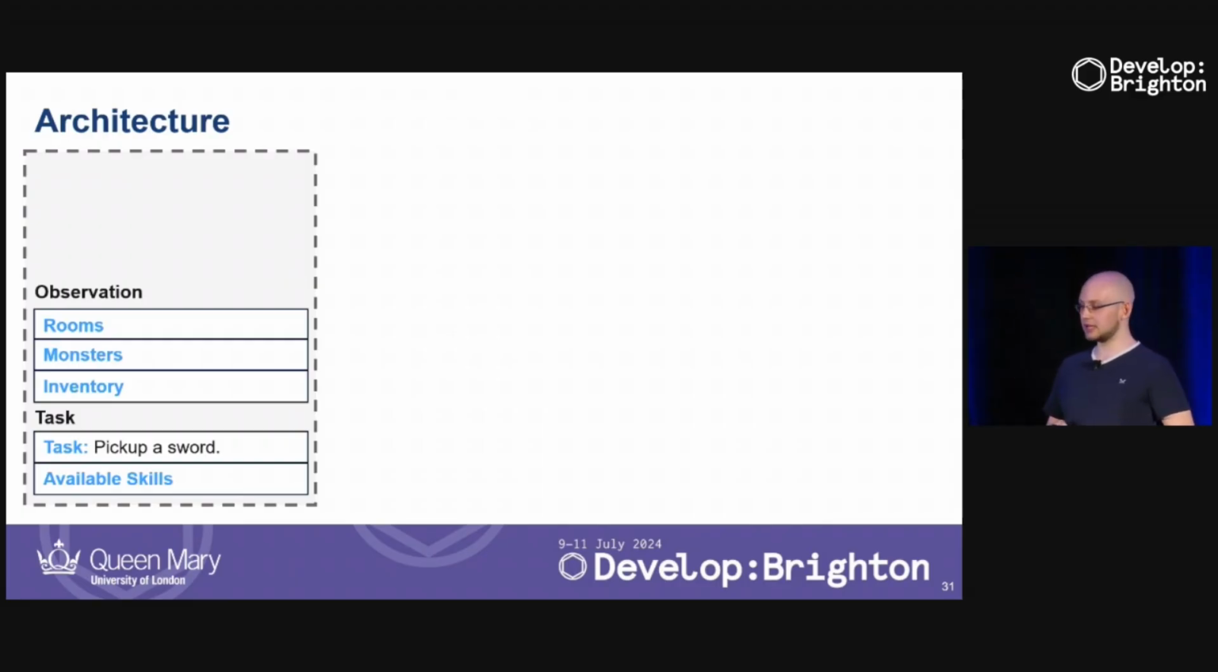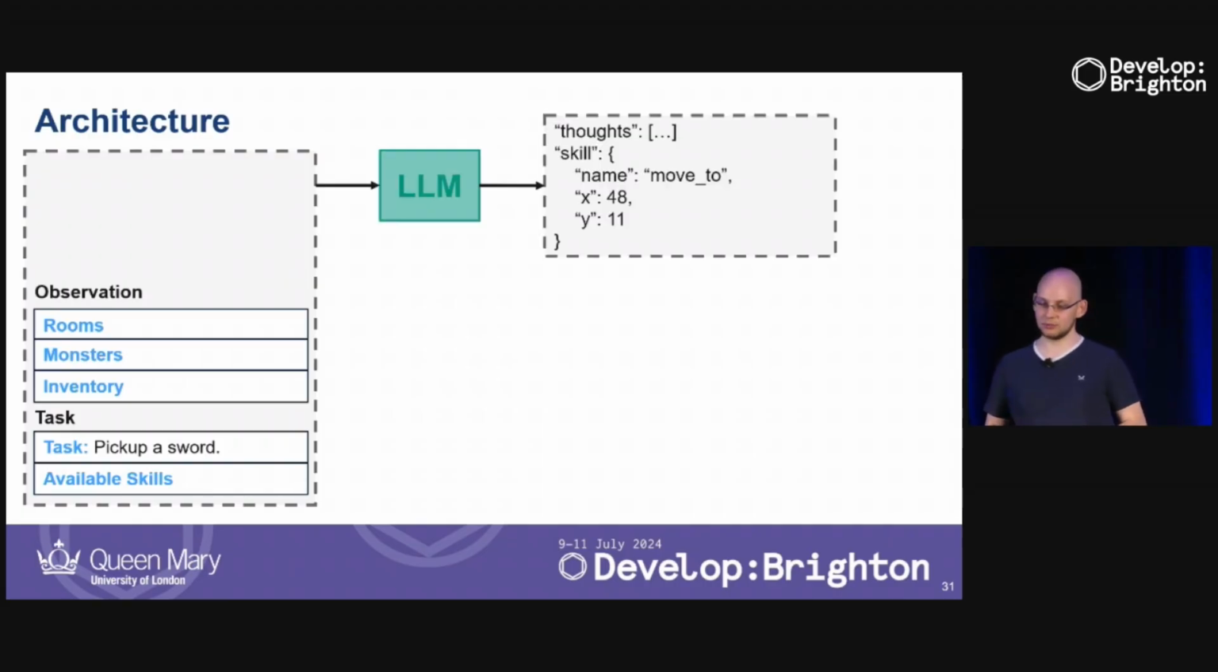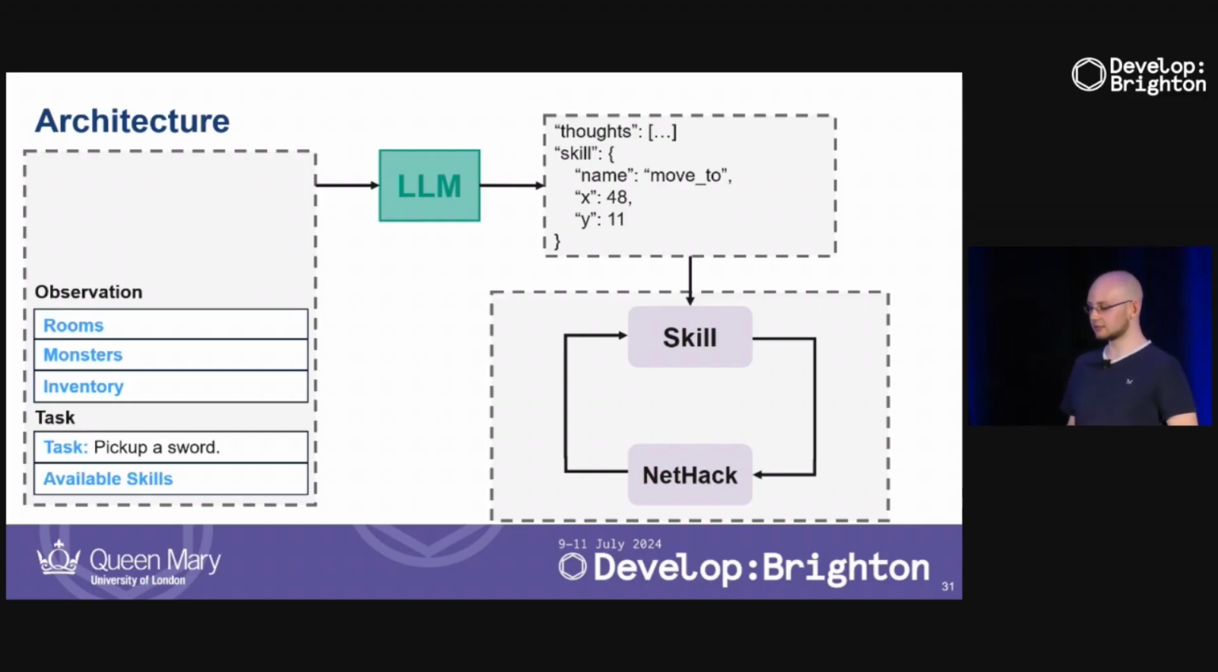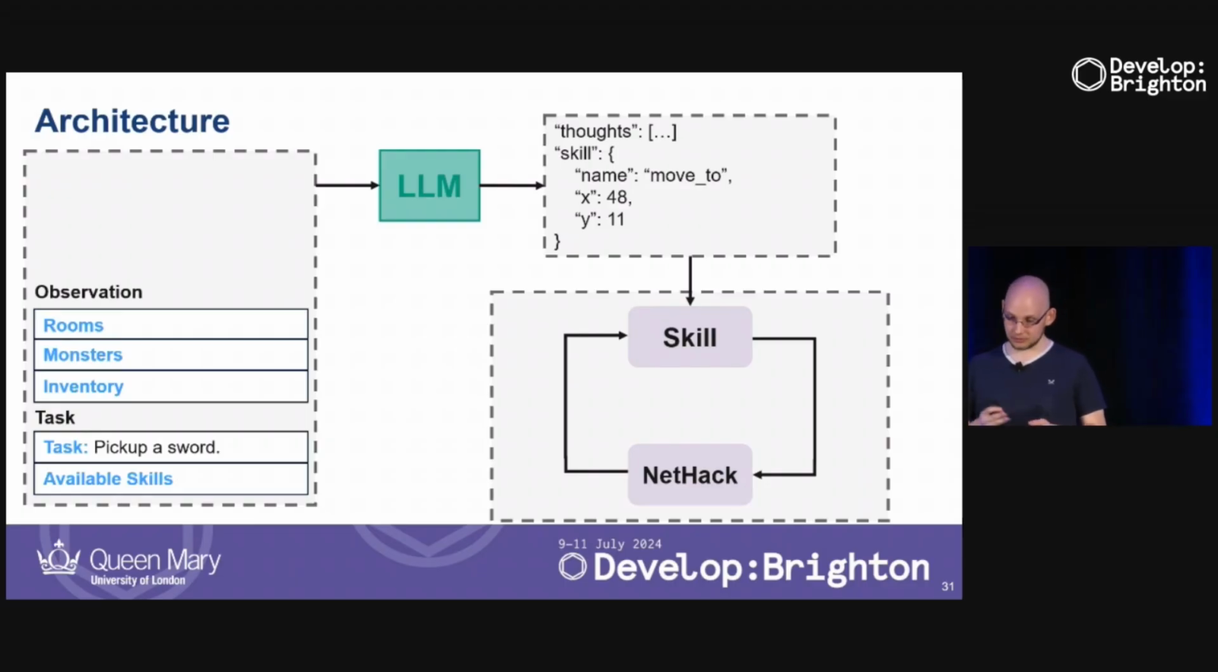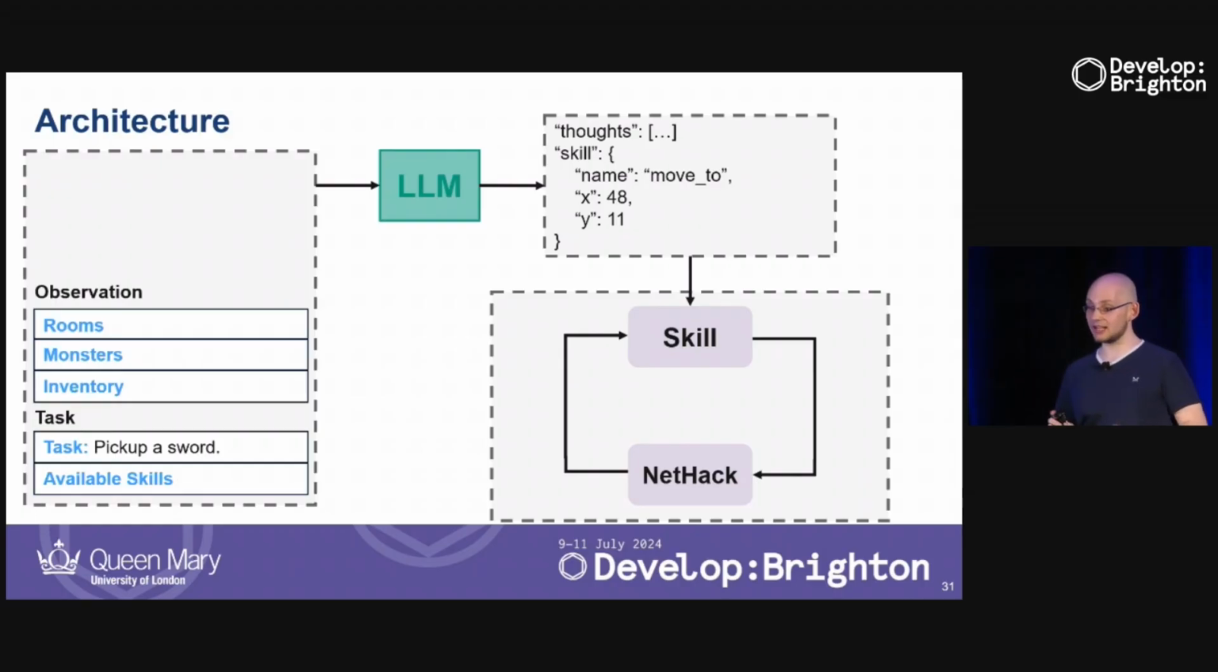Once we have an observation description and a set of skills, we can just construct a prompt that we give to a large language model, which then outputs some kind of JSON where it tells us what it wants to do. In this case, it told us, I want to use the move_to skill and move to x coordinate 48 and y coordinate 11. And finally, we can just run the skill and play NetHack using the skill. And once the skill is done, we just reprompt the LLM with whichever state we are in at the moment. Now this works, but LLMs are not the smartest, so they might make a lot of mistakes.